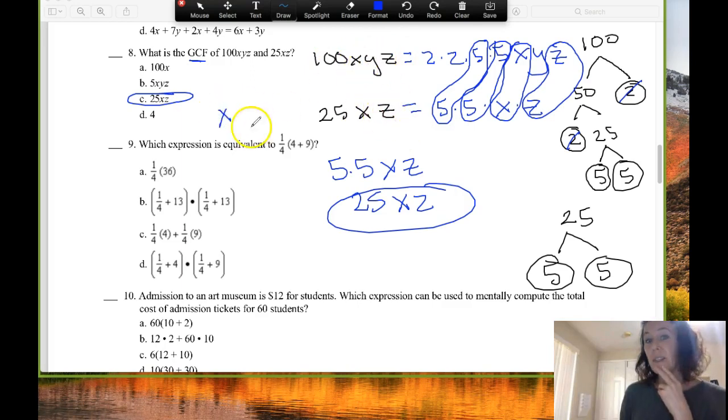They both have a z, I write that. They don't both have a y, so leave it out. Okay, so the common factors for the variables are xz.